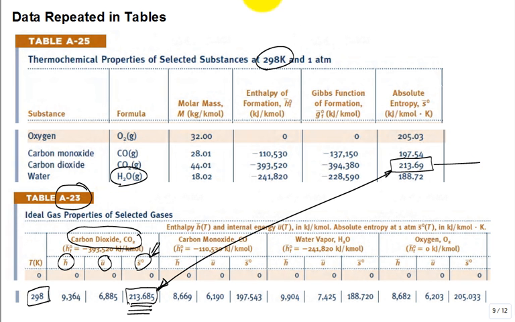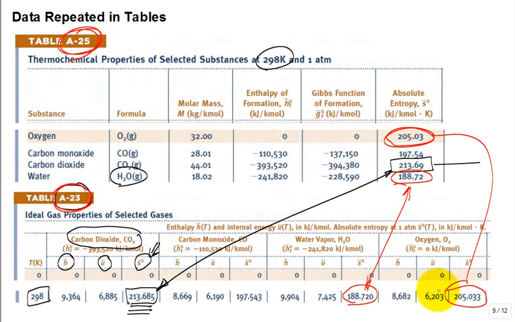Let's take a look at this water vapor. Water vapor, 188.72. Is that number anywhere else in this table A23? It's in that table A25. It's right here. You could do the same thing for the oxygen. Here's the oxygen value, and there's the oxygen value. All right. You could also do it for the carbon monoxide.